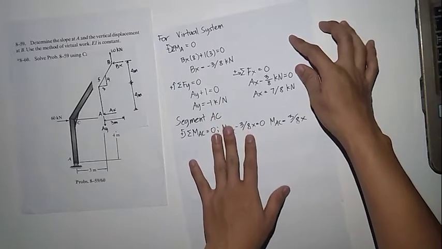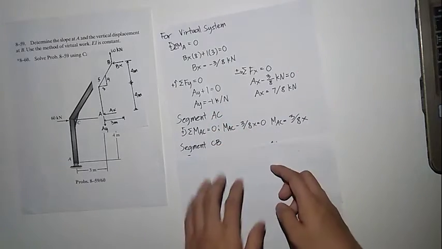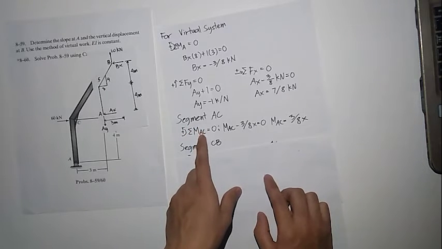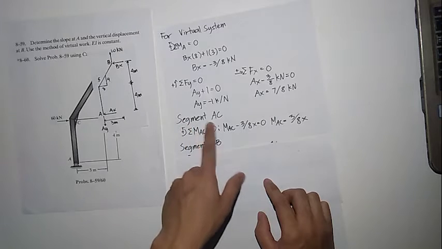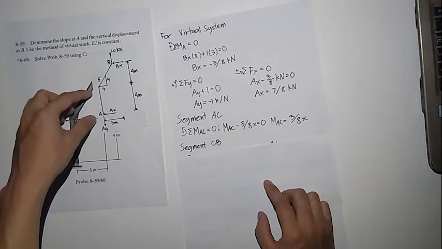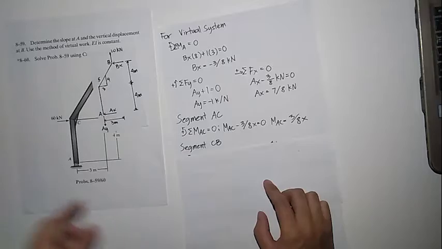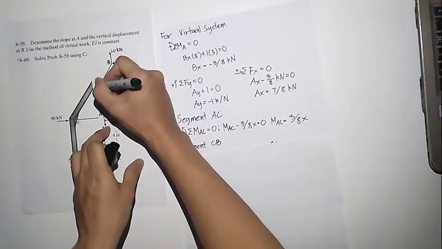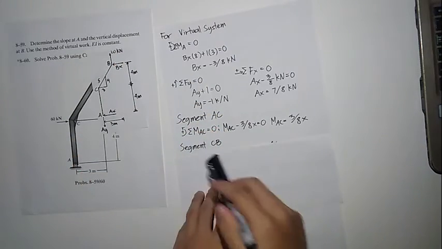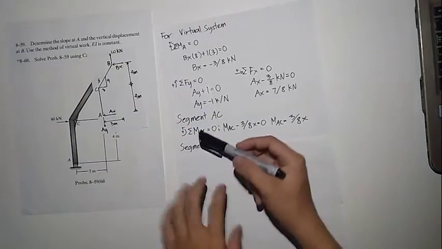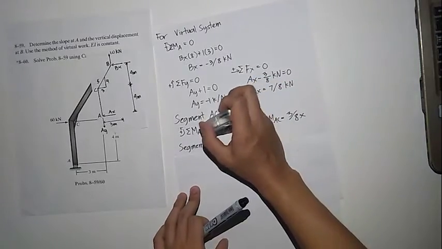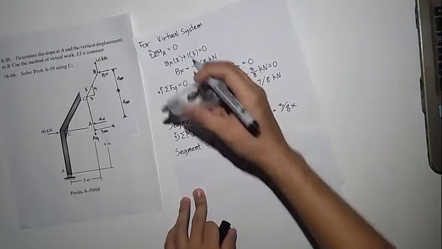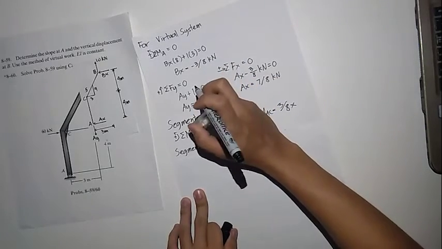Pagkatapos po nun ay gagawin po natin ulit yung ginawa natin sa real system na hanapin ang calculation sa bending moment. So, segment AC. Ganoon pa rin po, magka-cut po tayo dito. C po ito. So, equation at MAC. A lang po yan, hindi po yan C. Sorry. From A to C. Mali lang po sa pagsusulat.